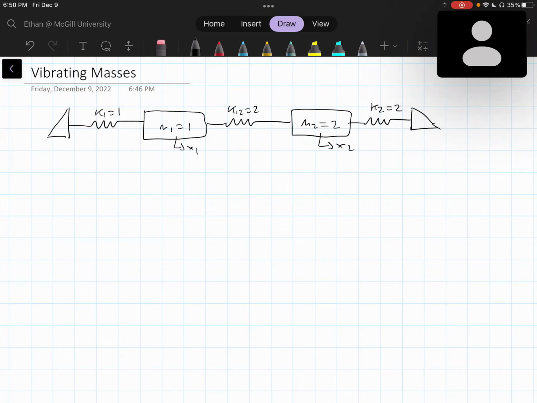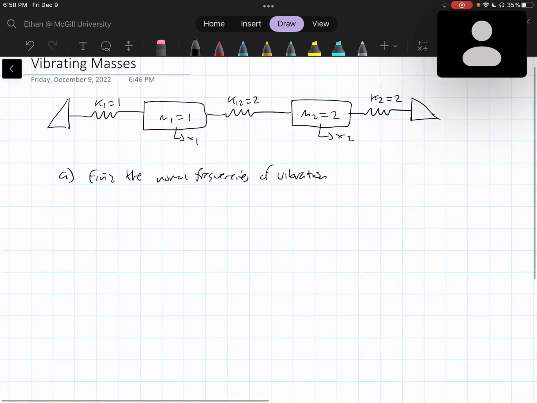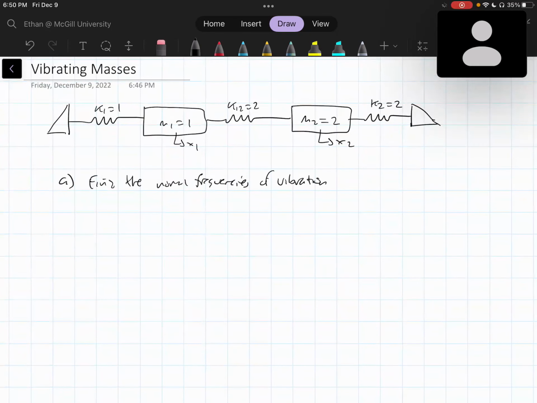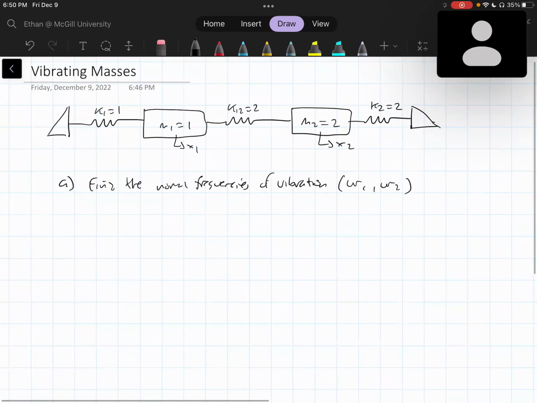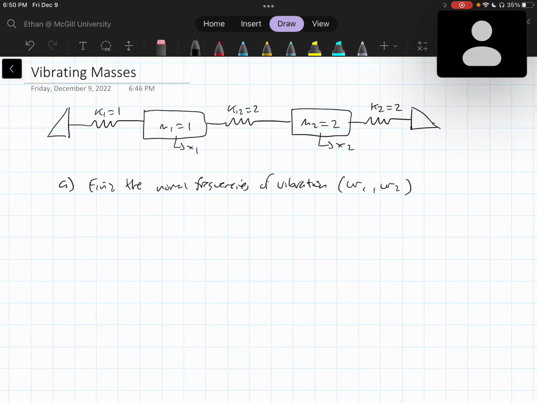Part A asks to find the normal frequencies of vibration, which in this case, since it's only a two mass system, are going to be omega 1 and omega 2. As you can see, there's three springs attached to masses. The masses have displacements of x1, x2.